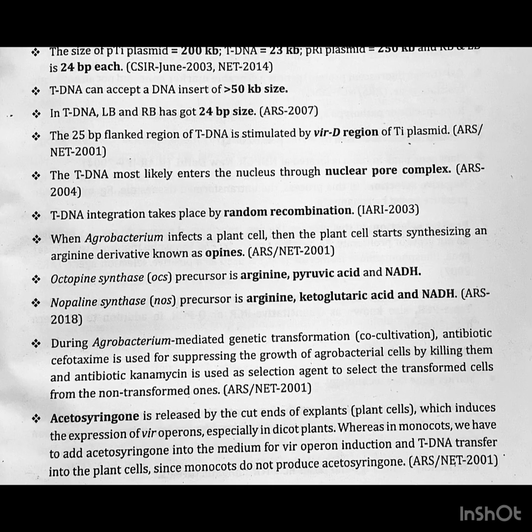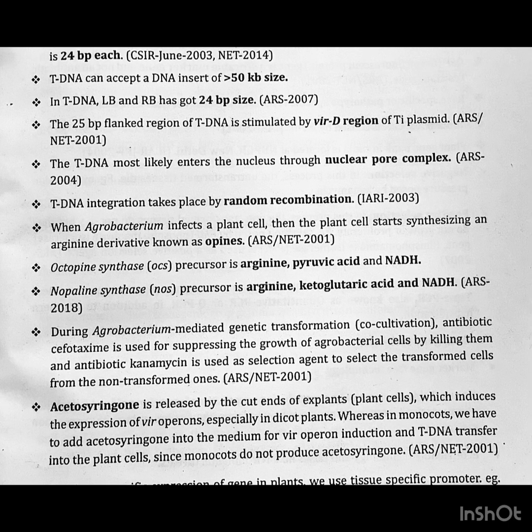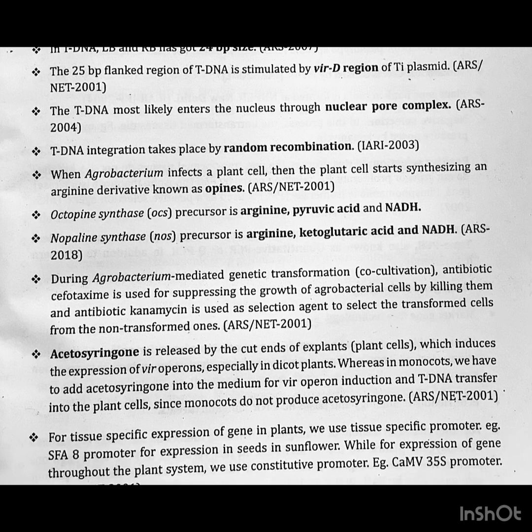Question asked in TRS NET 2001. Acetosyringone is released by the cut end of a wounded plant, which induces the expression of vir operons, especially in dicot plants. Whereas in monocots, we have to add acetosyringone into the medium for vir operon induction and T-DNA transfer into the plant cells, since monocots do not produce acetosyringone. Question asked in TRS NET 2001.